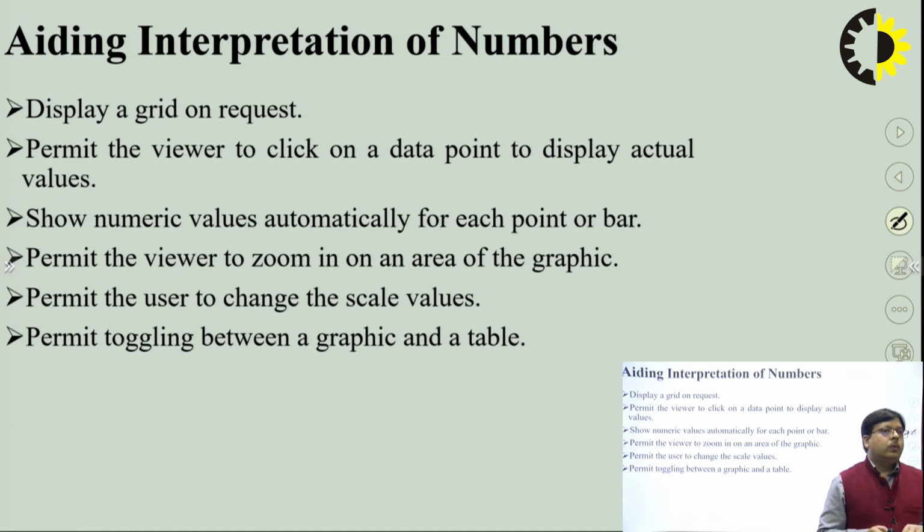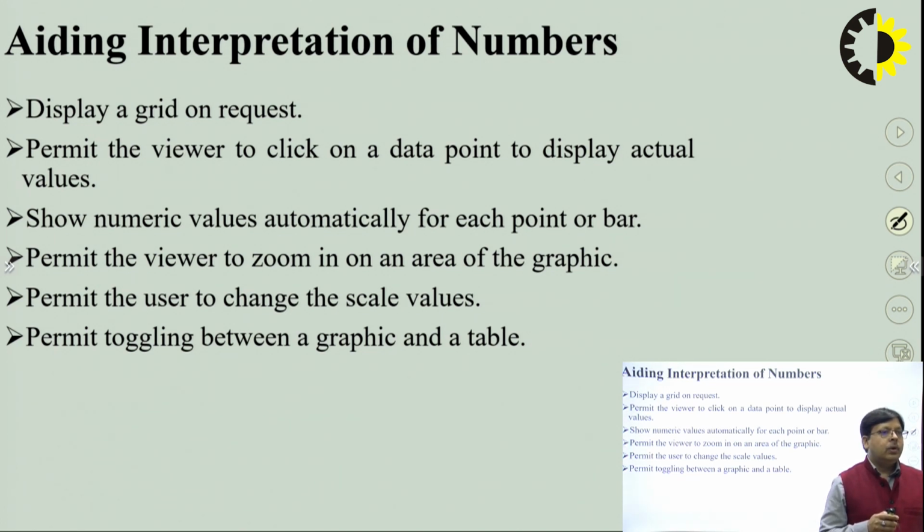So how will you aid interpretation of the numbers, right? Display a grid on request, and permit a viewer to click on a data point to display actual values, right? When you keep the mouse on a particular point, it displays the actual values. So numeric values are shown automatically for each point on a bar.